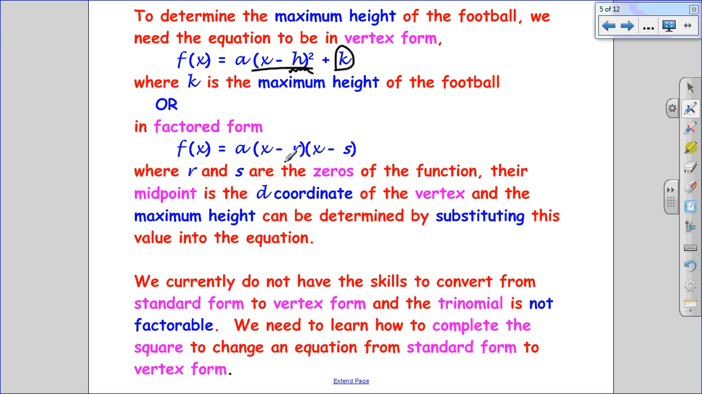The other option I have is factored form. So I can find my zeros, which are r and s in this case, add them up and divide by 2. That will give me the distance from the quarterback, and I can substitute that in to find the maximum height.